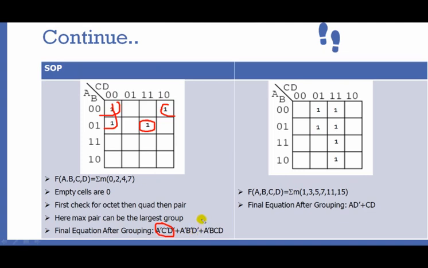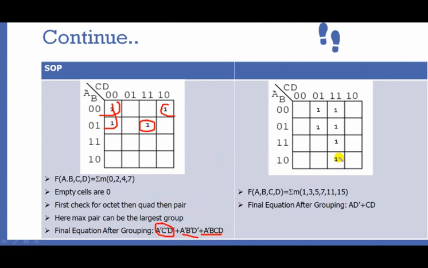Remember that if you get a pair, a pair is 2 to the power 1, which is equal to 2. So the one denotes how many variables will be removed. So one variable will be removed. For an octet, 2 to the power 3 is equal to 8, so 3 variables will be removed. Here in these two terms, one variable is removed. Finally, this single one we write as it is with all the terms, A bar B C D. So this is the final minimized equation.